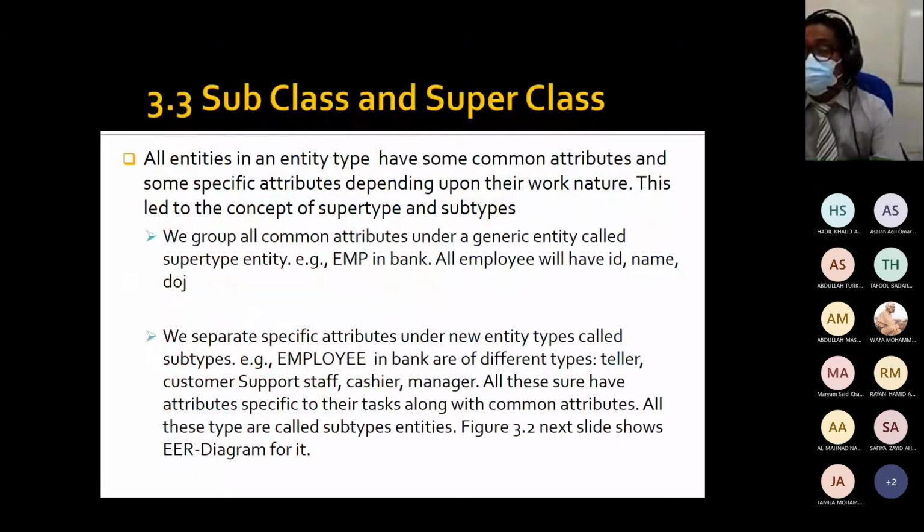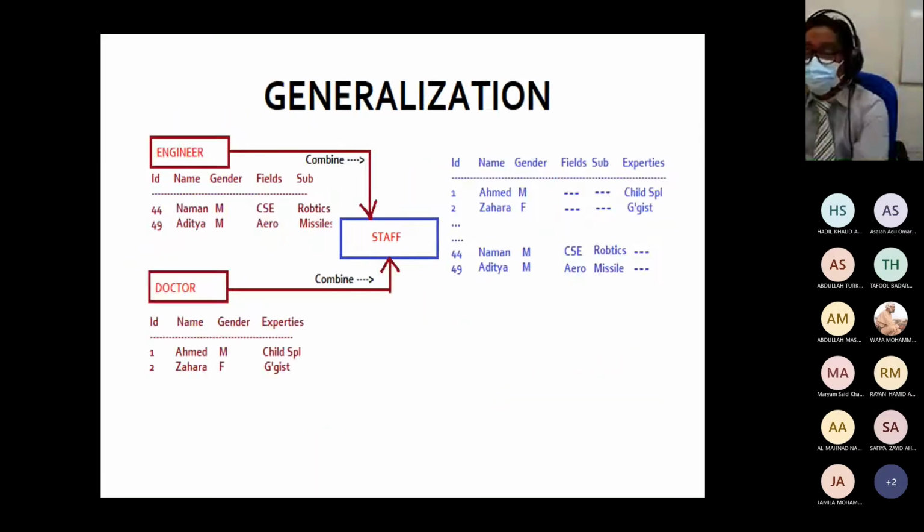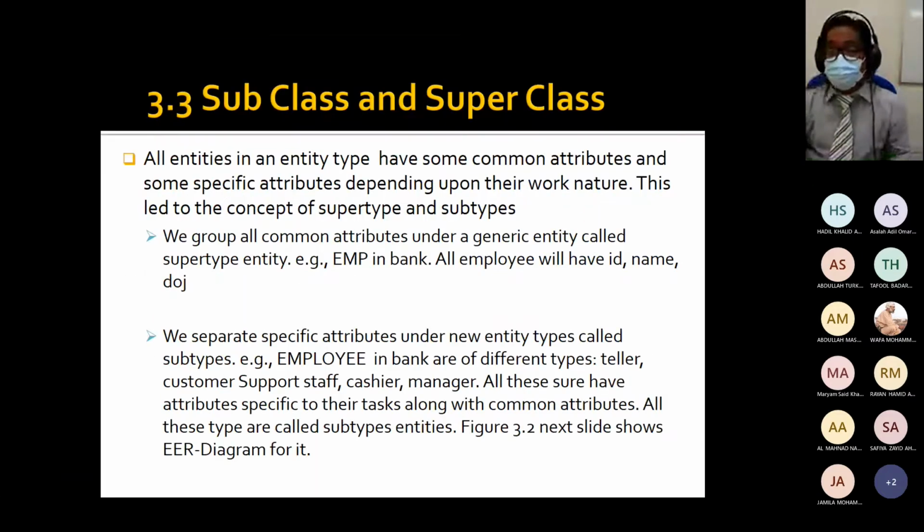This time we have coined what subclass and superclass are. By the way, where did we see this? It is one of the features of the EER model; you can see it there on the third point: subclasses and superclasses. Basically, these are added elements that you will not see in a typical ER in chapter 2. We'll see how subclasses and superclasses help us understand the EER model.